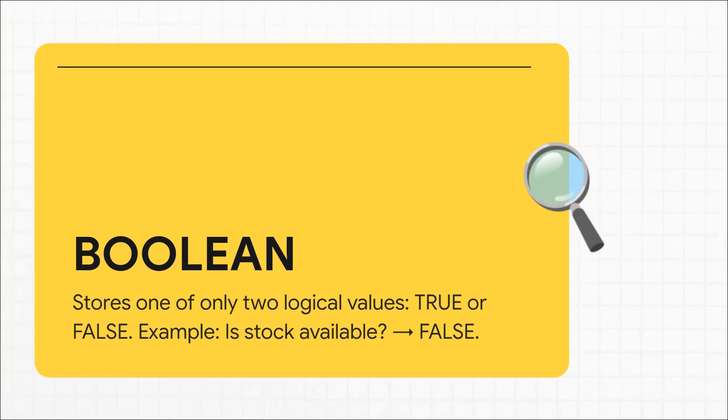Okay, the Boolean data type might just be the simplest one of all. It's basically a light switch. It can only be in one of two positions: true or false, yes or no, on or off. That's it. And it's incredibly useful for answering direct questions like, is this item in stock? The answer is either yes, which is true, or no, which is false.